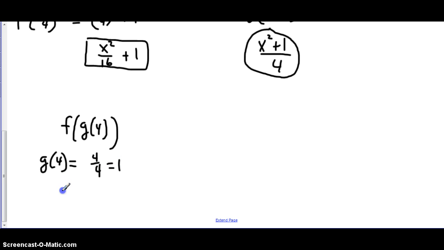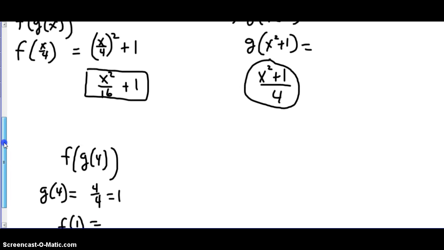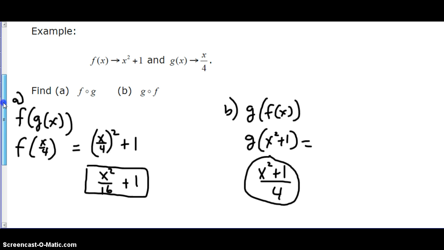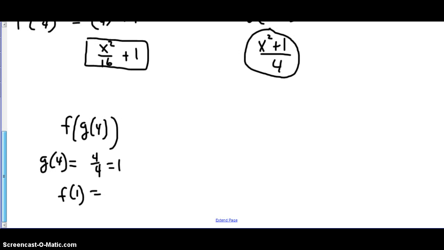And now f of 1, that function is x squared plus 1. So 1 plus 1 is 2.